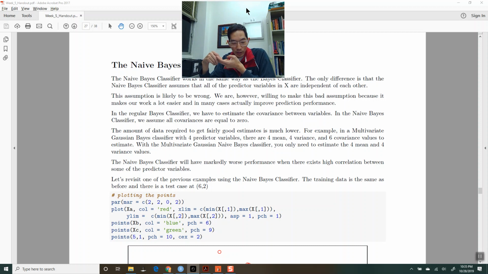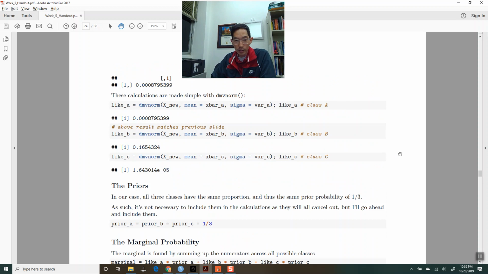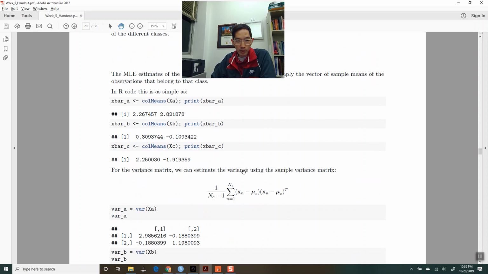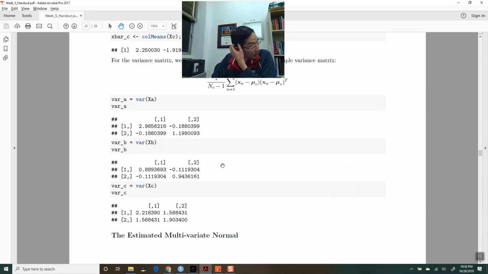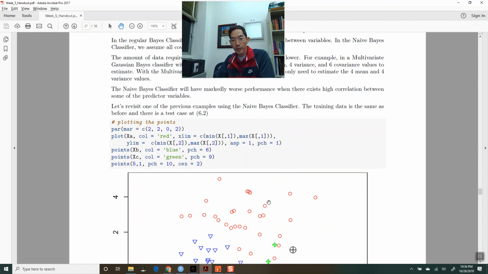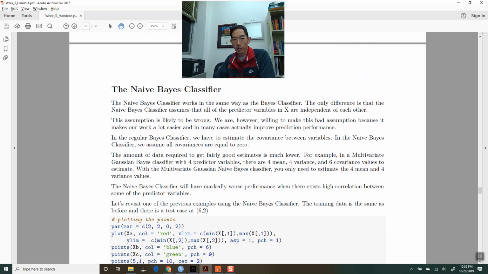So when we estimated the parameters, we had to estimate the mean of X1 and X2 for class A, and the mean of X1 and X2 for class C. So there's 6 means to estimate there. And we have the variance and the covariance. So we had a whole bunch of these values to estimate. And with the naive Bayes classifier, we don't have to estimate any of those covariance values.